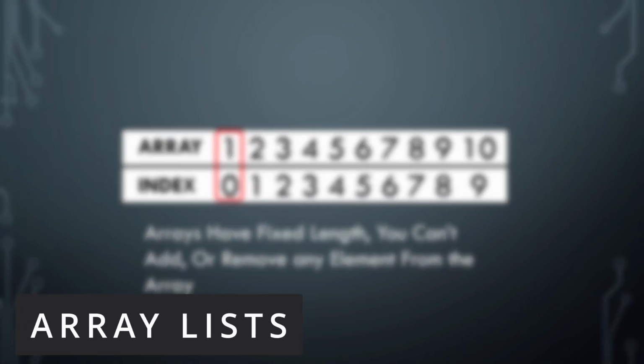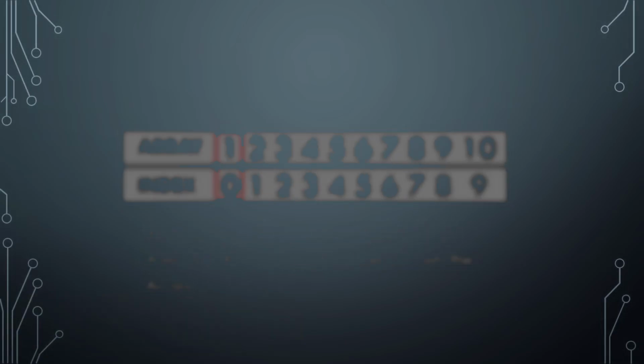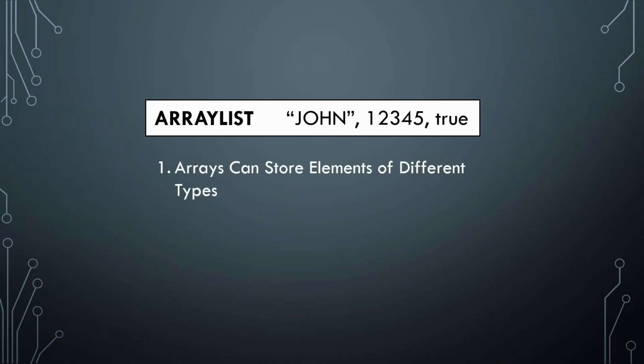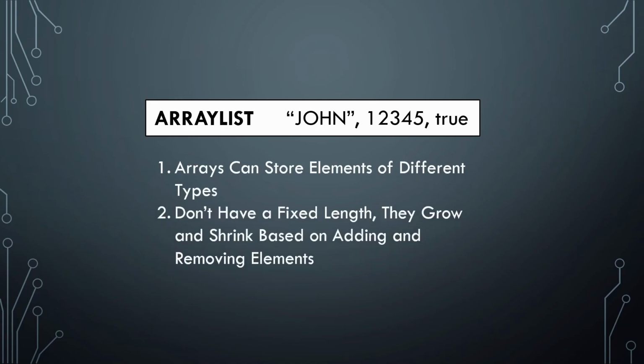But instead of arrays, we have array lists. They have a similar concept to arrays, which is storing multiple values, but unlike arrays, they can store elements of different types. So I can have a string, a number, and a boolean stored in the same array list. And with array lists, you are able to add and remove elements. So this is a small overview about arrays and array lists.